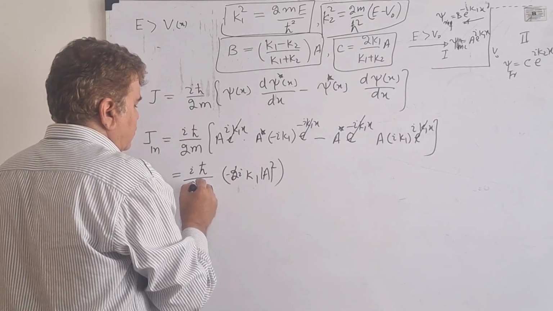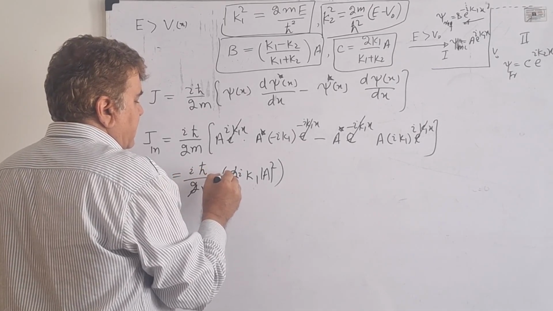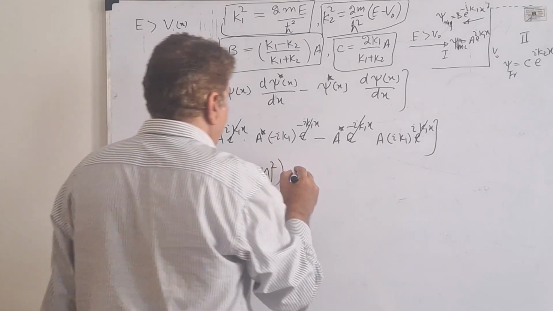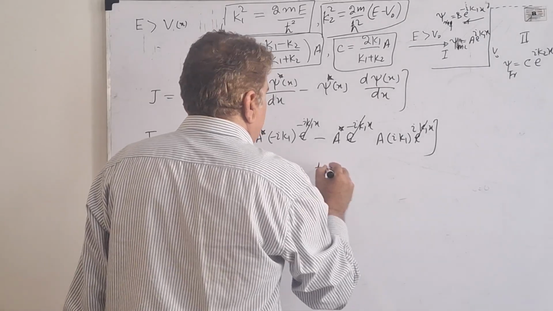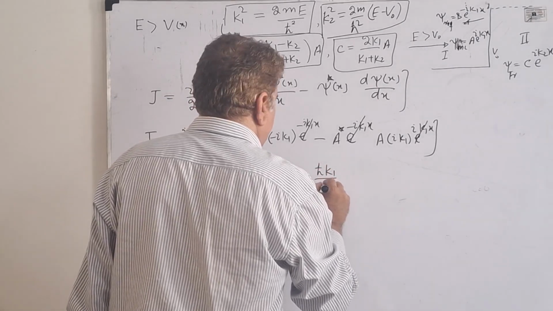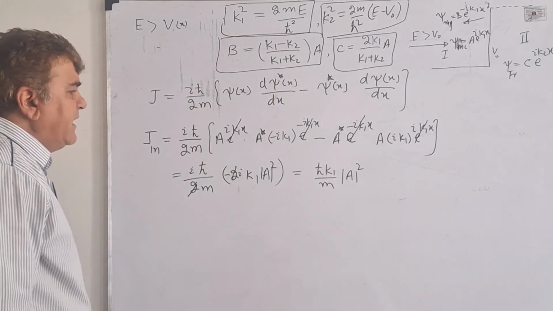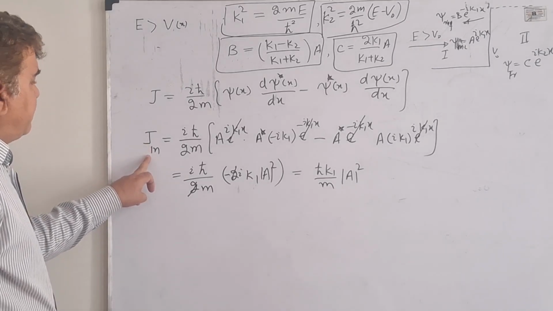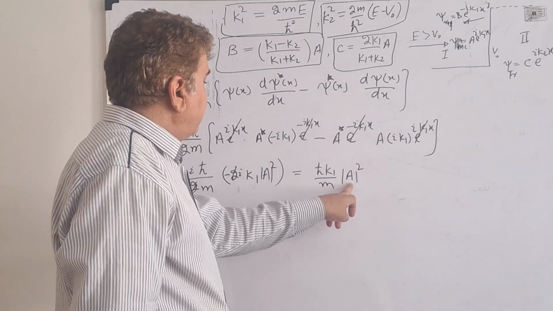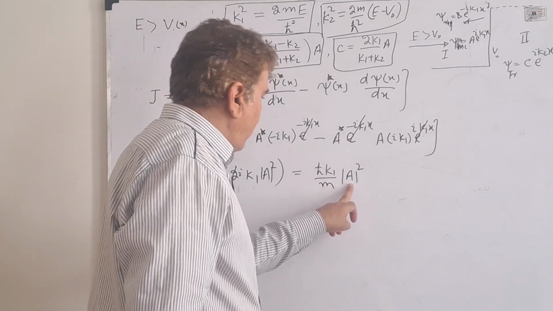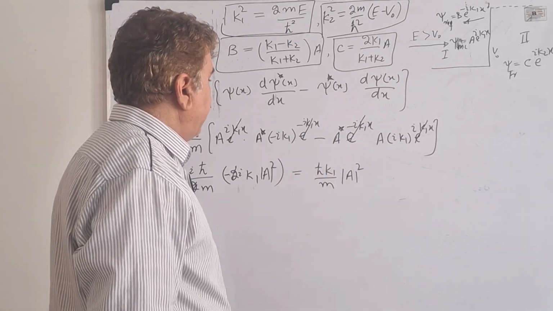I can cancel this 2 with this 2, and iota times iota gives me minus, so that minus multiplied with this minus gives me plus. So I write this thing as h bar k1 divided by m into mod A squared. That is, the incident probability current density is directly proportional to mod A squared, in terms of k1, which is the energy parameter.